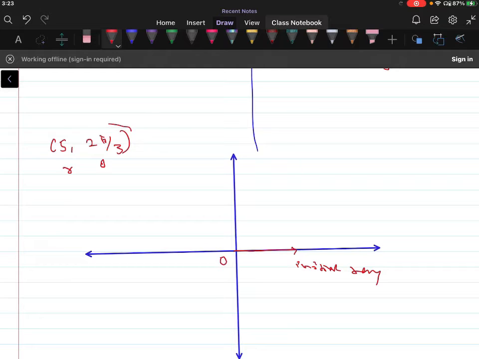Draw the ray that makes an angle 2 pi by 3, which is 120 degrees, with the initial ray. It forms an angle in the anticlockwise direction, that is 2 pi by 3, and the radius is 5 units from the origin. We take 5 units along the ray. So this point is r equal to 5 with theta equal to 2 pi by 3. This is the coordinate point in the plane.